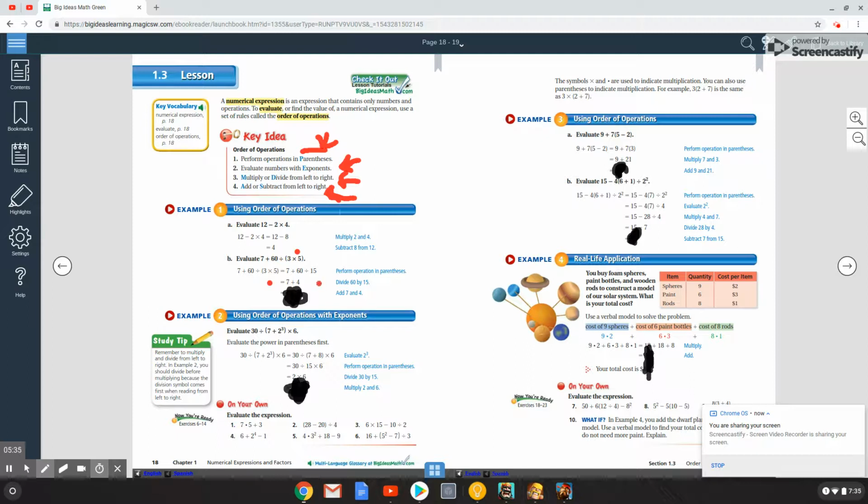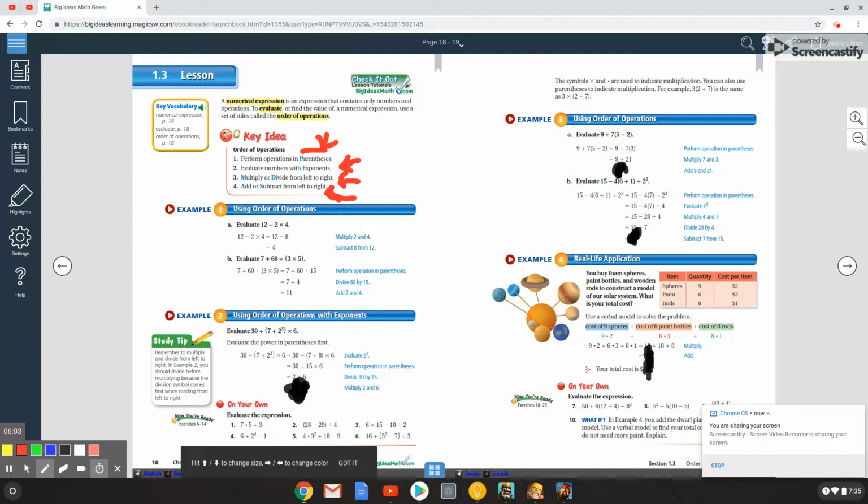Exponents, none of them. Do we have any multiplication or division? Yes, we have division. So we'll do 60 divided by 15, which gets 4. So now we have 7 plus 4, and we have addition. So we do 7 plus 4, which equals 11. And uncover answer, we got it right. It's 11.